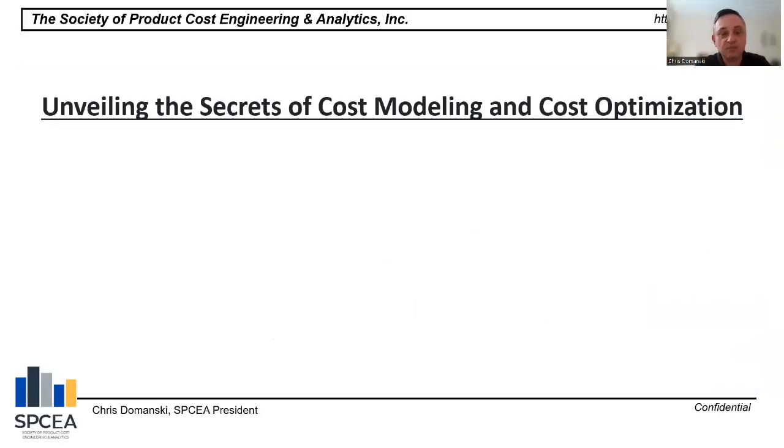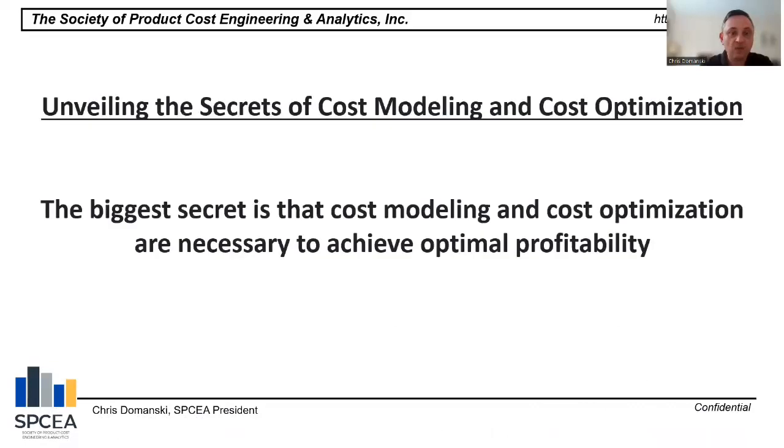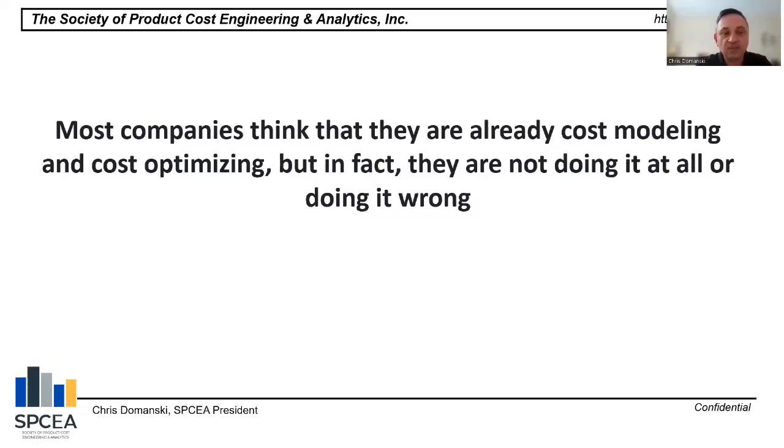All right, so my topic today is unveiling the secrets of cost modeling and cost optimization. Really, the biggest secret here is that cost modeling and cost optimization are necessary to achieve optimal profitability, especially nowadays with the very competitive world that we live in. And what's interesting is that most companies think that they are already cost modeling, they're cost optimizing, but in fact, a lot of them are not doing it at all, or doing it wrong, to be frank.